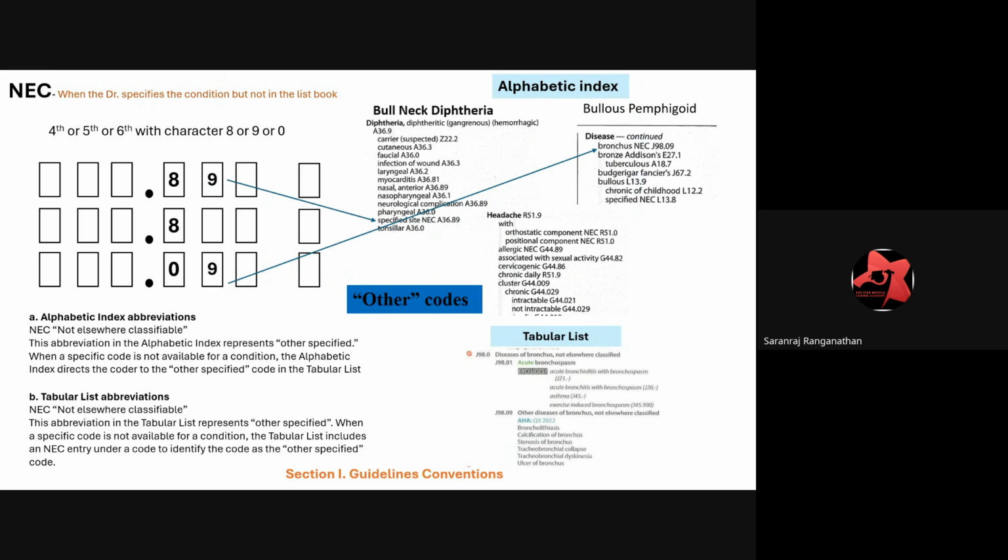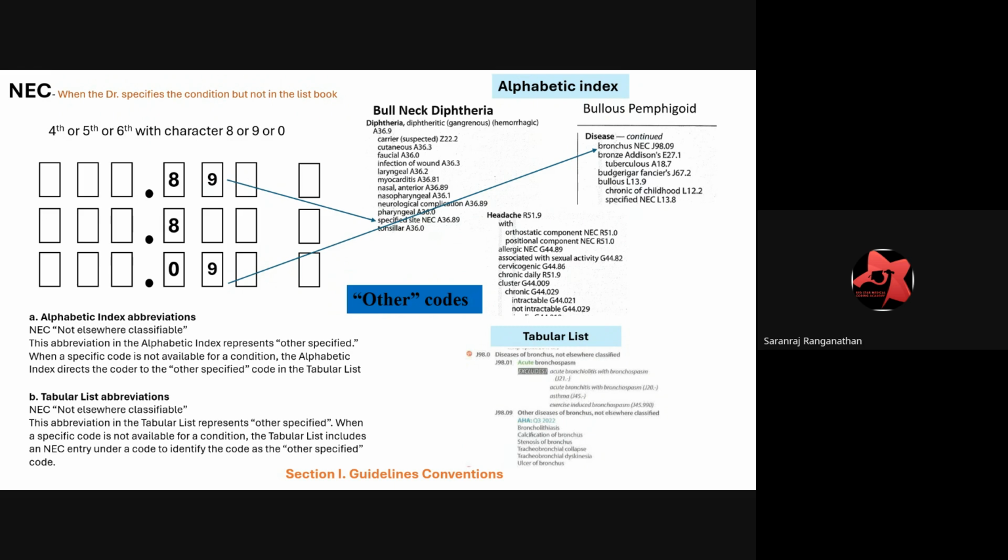Can you see here, J98.09: bronchitis classification, stenosis of the bronchus, then tracheobronchial collapse, ulcer of the bronchus. For all these conditions, I can use one code. That is what they are addressing here. So this is the NEC difference, where it will be in the index and tabular.